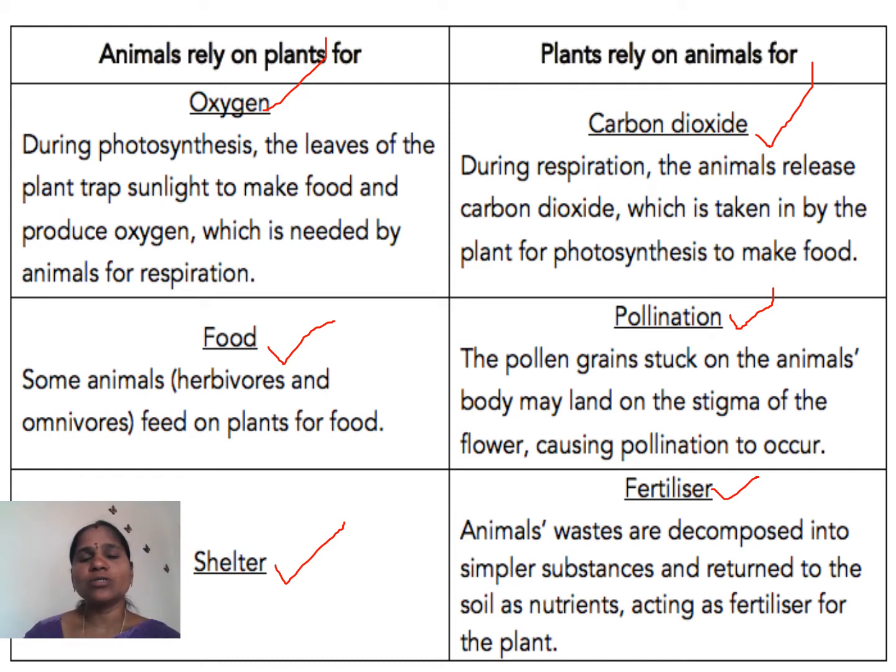Next, animals rely on plants for food. How? Most animals depend on plants for food because plants store some parts of their food, and only those parts are taken by the animals. Not only animals, even humans also. Some animals eat only plant foods, and some animals eat both animal and plant foods.